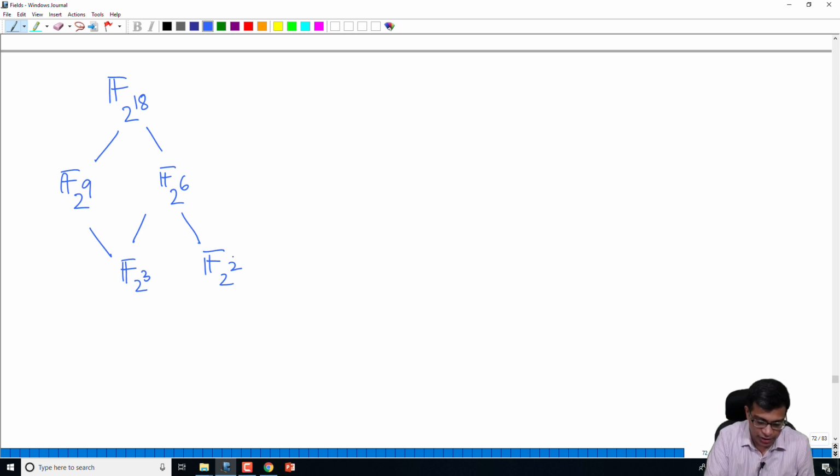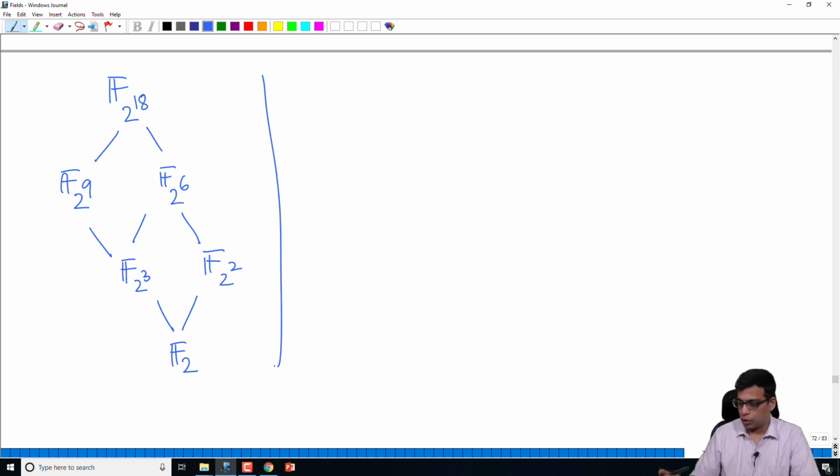These are the fields that we considered already, F8, F4. And of course, these are both in F2. So this is the lattice of fields, right? 2 power 18. 9, 6, 3, 2, 2. Okay. What about, I will look at some other examples.